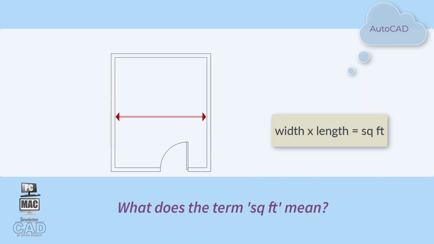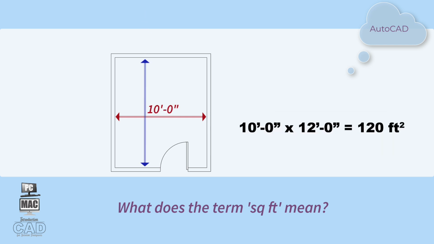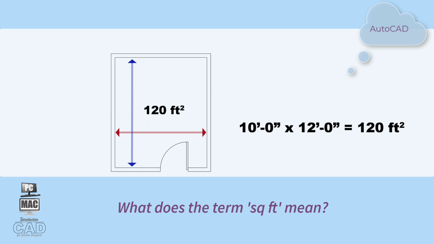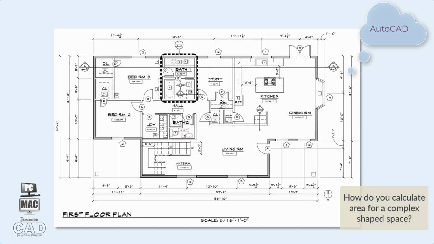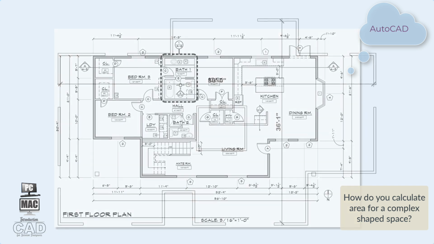Simply put, it's the width times the length of any space, such that if the room is 10 feet by 12 feet, then the overall square footage equals 120. The measurement for both length and width is defined in feet, so the unit of measurement is expressed as feet squared, meaning times 2. It's easy to calculate the square footage of a single room, but what if you need to figure out the square footage of an entire floor plan?